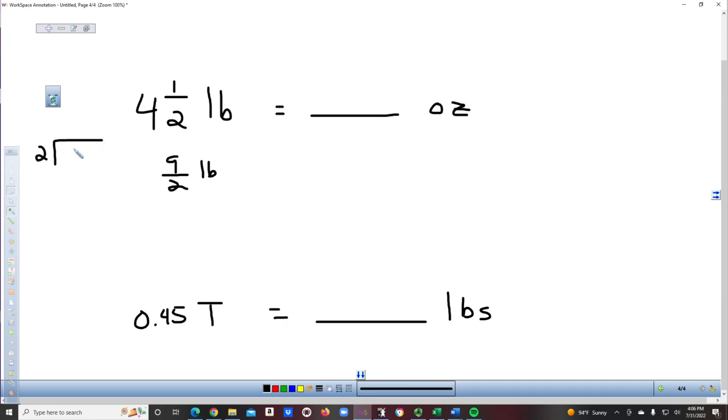2 goes into 9 4 times. It's going to leave us with an 8 and a remainder of 1. So now I'm going to bring in a decimal and I'm going to put in a 0 and bring it down, and where I put this decimal in my divisor, I'm also going to put it up here in my quotient, or my solution.